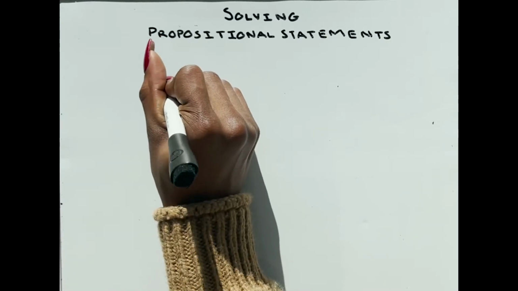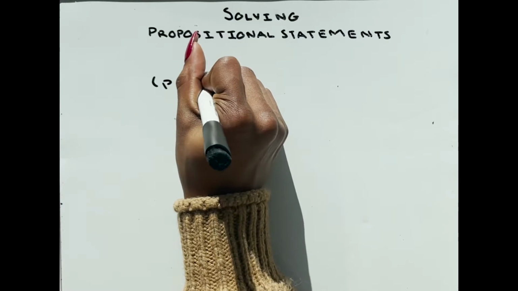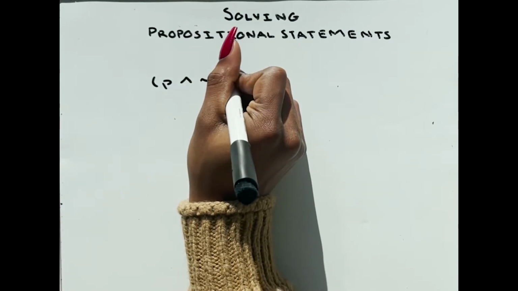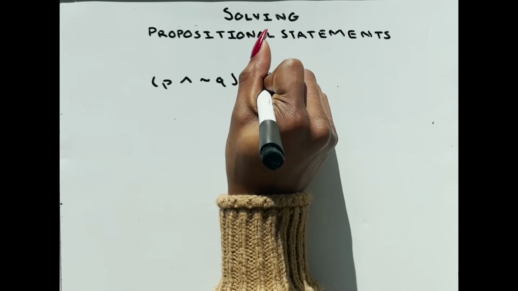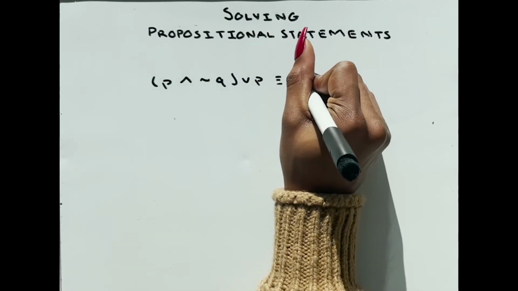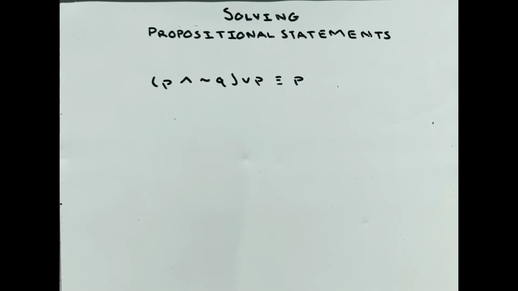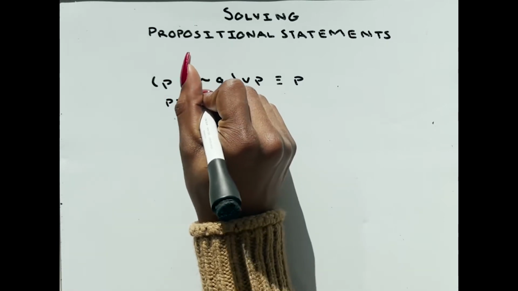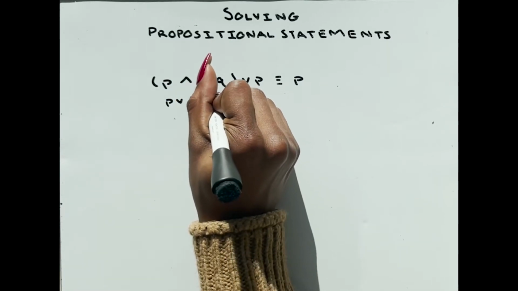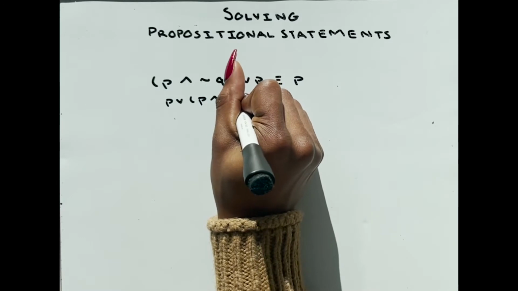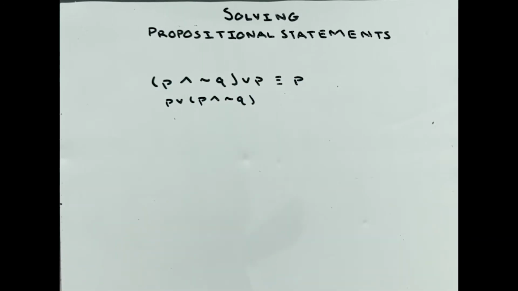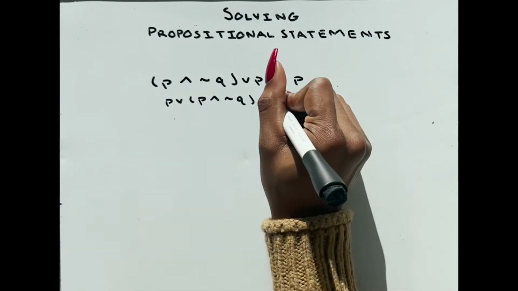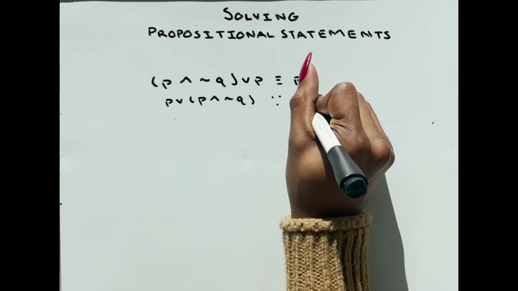For our first example, we have P and not Q, or P is equivalent to P. Now let's take a look at the left side of the equivalency sign. For our first step, we'll move that P at the end to the beginning. So we have P or P and not Q. The law that allows us to make this shift with P is the commutative law.